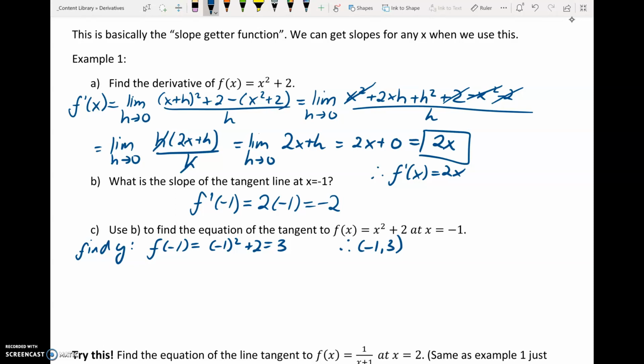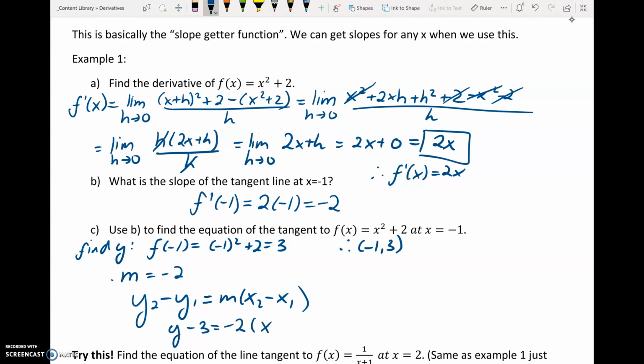The other thing we need is our slope, and we found that. And then now we can just put it all together. This is your equation for our line. Like the last lesson, we leave the y2 and x2 alone as our variables, and then we're going to plug in our point for our y1 and x1. So this will be y minus 3. Our slope is negative 2, times x minus negative 1, which is x plus 1.